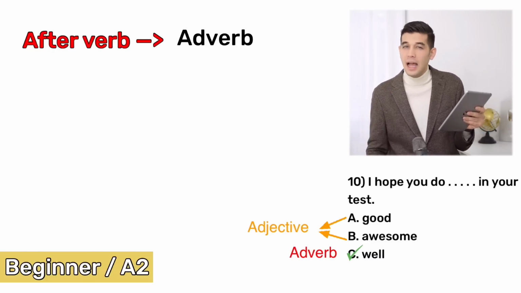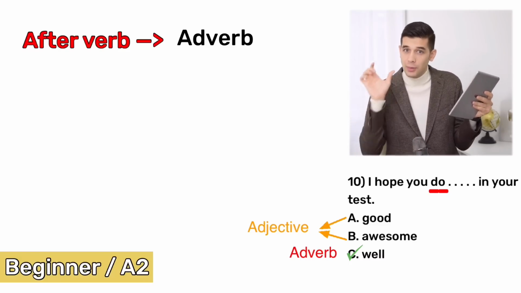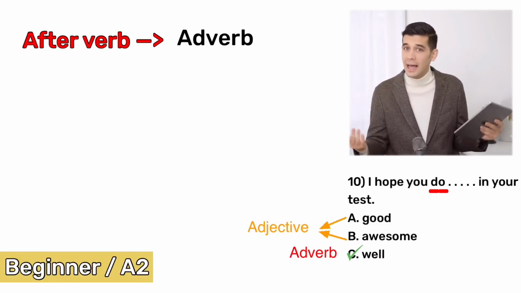But why do we need to use an adverb? Because the verb do is before the gap. So the gap needs to be an adverb, well. Well, this is the end of the beginner level test.